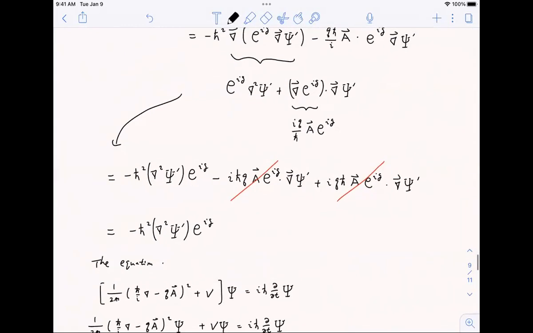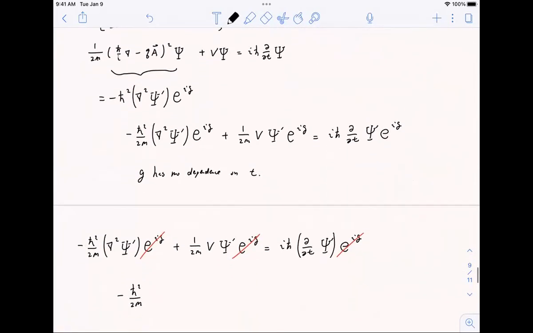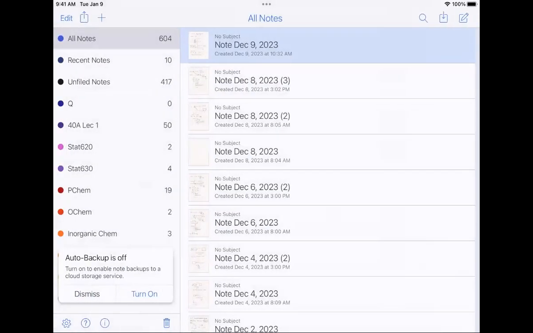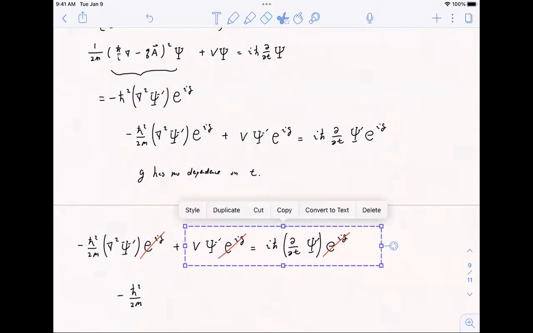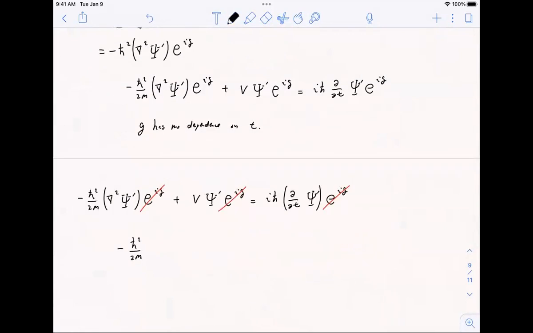Wait, did I make a mistake? Sorry, I think there's no 2m here. This 2m is only on this part. I just keep making mistakes. Okay, so eventually you get a Schrodinger equation for this psi prime.